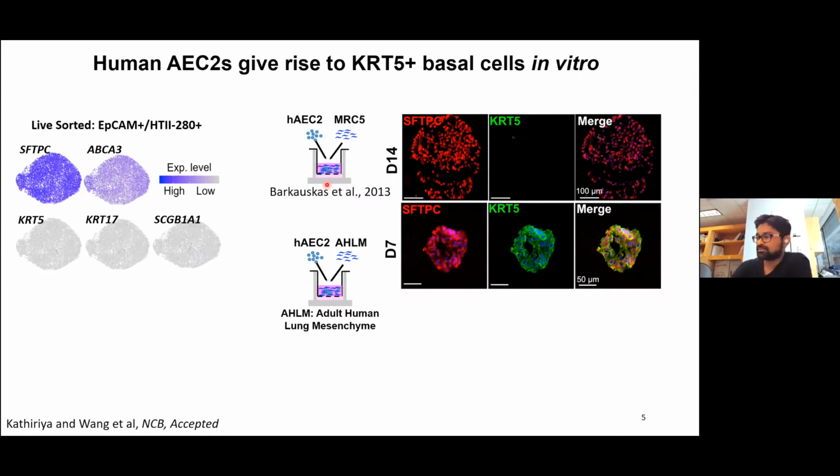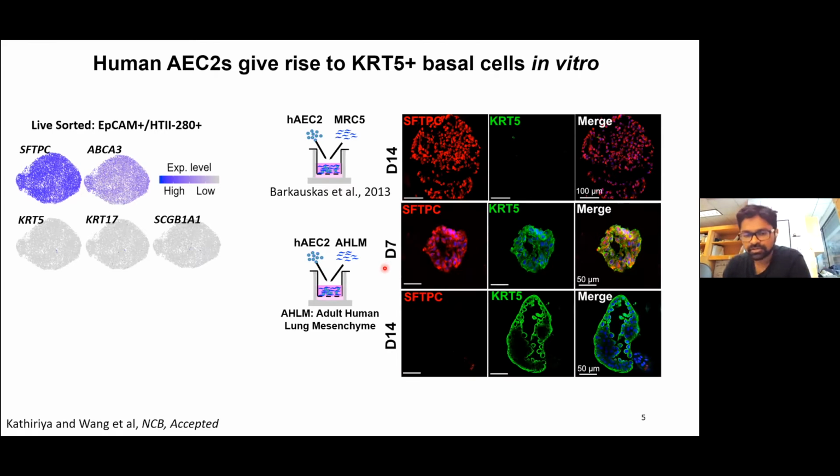adult human lung mesenchyme sorted from normal lung, but first cultured and then put into this co-culture system. Just as early as day 7, we see general loss of complete type 2 identity and acquisition of K5 protein staining. And by day 14, there is a complete loss of SPC protein staining and induction of basal cell marker K5.